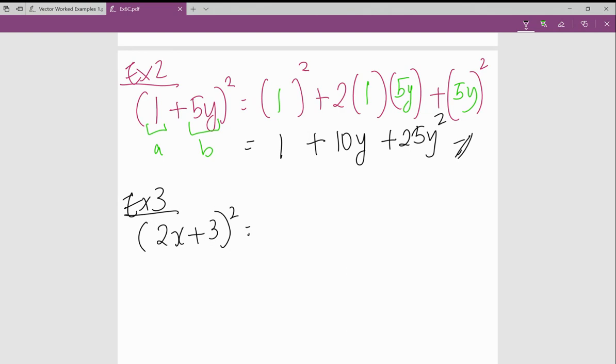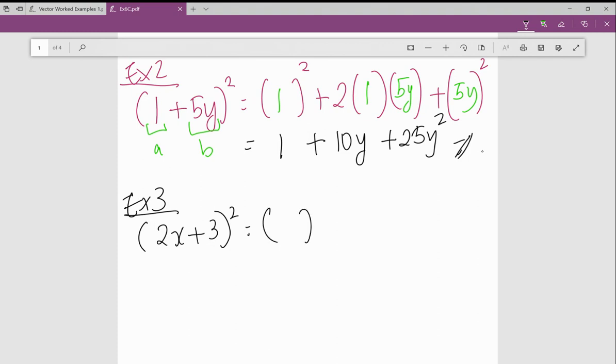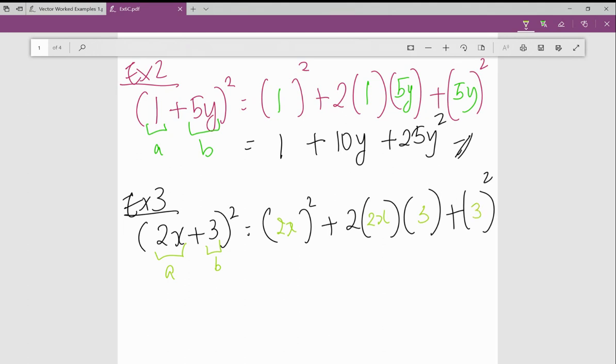Okay, I'm going to give you the answer right now. Again, the same method: a squared plus 2ab plus b squared. And this time a is 2x and b is 3. The square applies to both 2 and x, so it becomes 4x squared plus 2 times 2 is 4, 4 times 3 is 12, 12x plus 9.